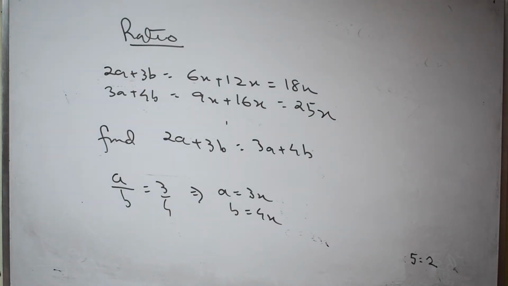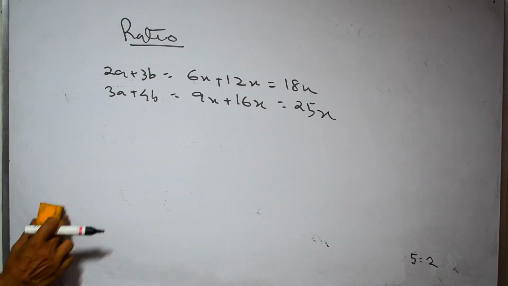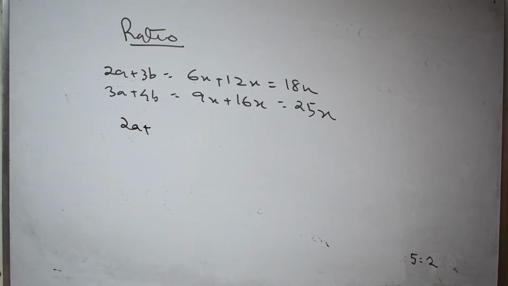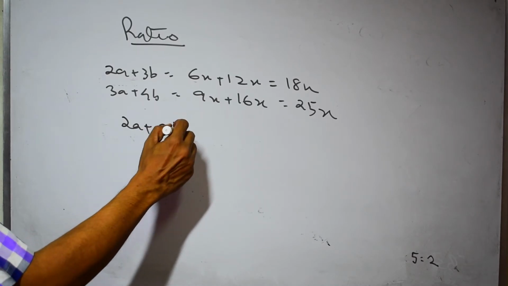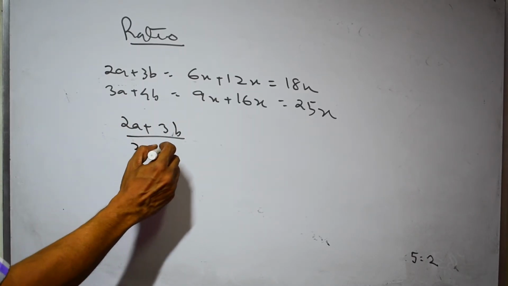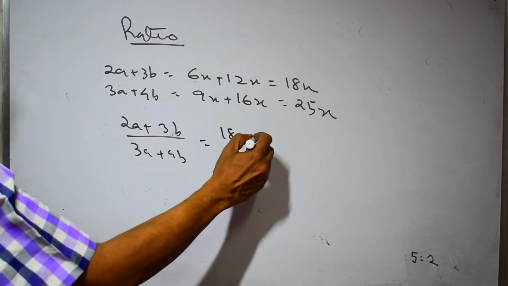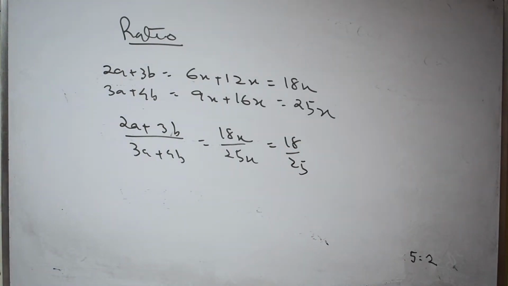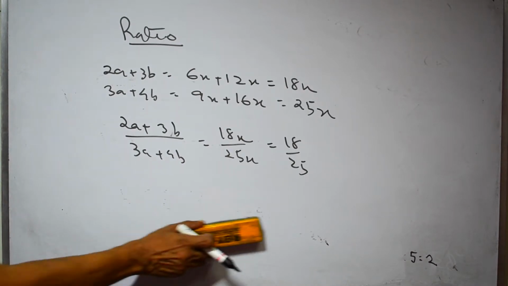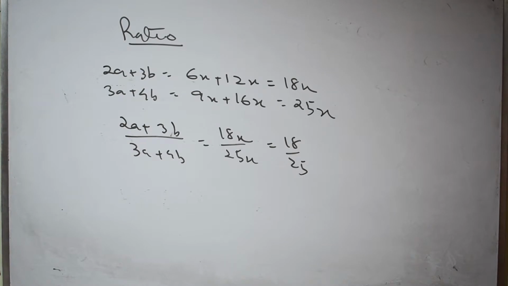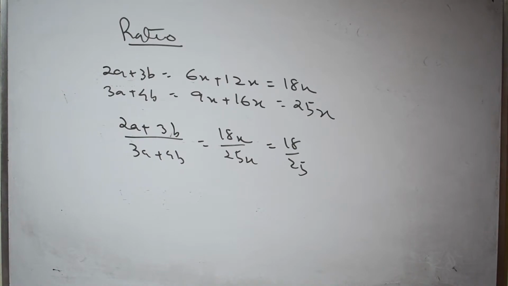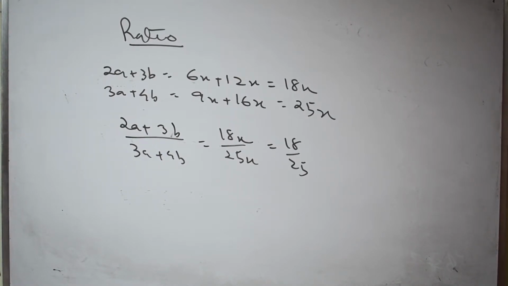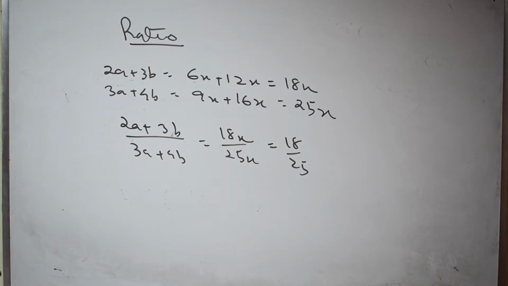So our final answer will be 2a plus 3b by 3a plus 4b. The ratio is like in fractional form, and the answer will be 18x by 25x, that is 18 by 25. So this is the idea of ratio. There can be many questions of statement type of problems, and in those problems we'll try to solve in the same manner, like a is to b is ax and bx are the two numbers, and then we'll solve. So this is all about ratio basic ideas.